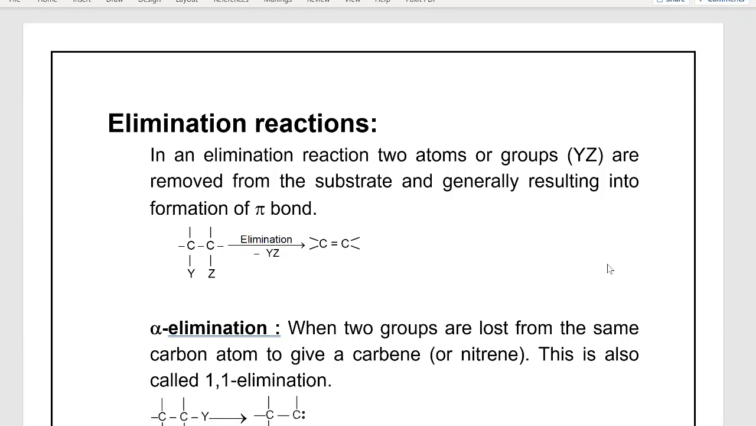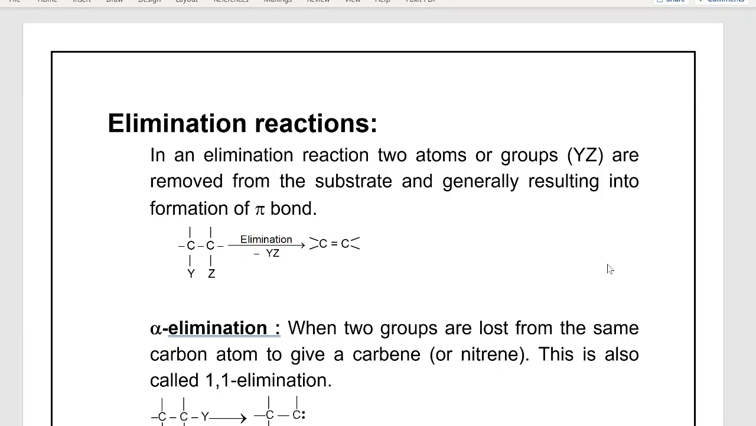Today we are going to discuss one of the important named reactions, elimination reactions. In this, we are going to discuss what elimination reactions are, how many types there are, and how questions can be asked in various competitive examinations. All these we are going to discuss.